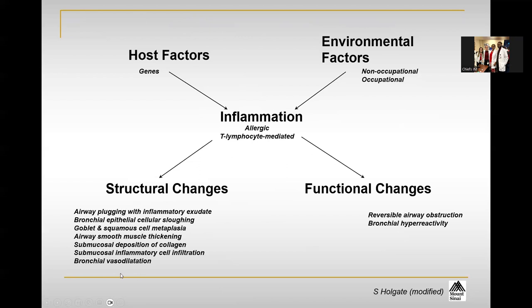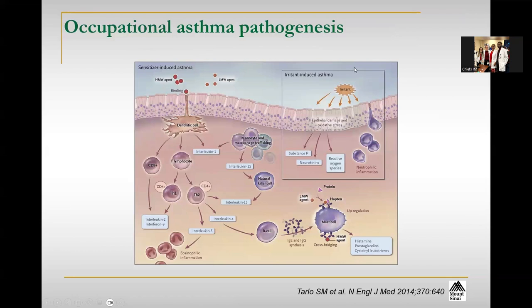They are listed here. They are very well documented. And the functional changes in lung function, as classic, the reversible airway obstruction and bronchial hyperreactivity, interact amongst themselves and produce the symptoms of the patient. So the same happens, of course, with the occupational diseases. So it's no surprise that occupational asthma clinically is very similar to non-occupational asthma.